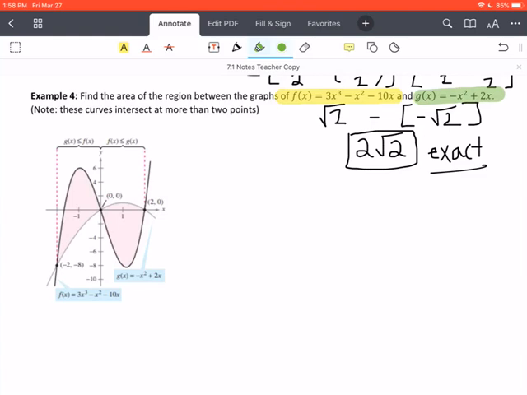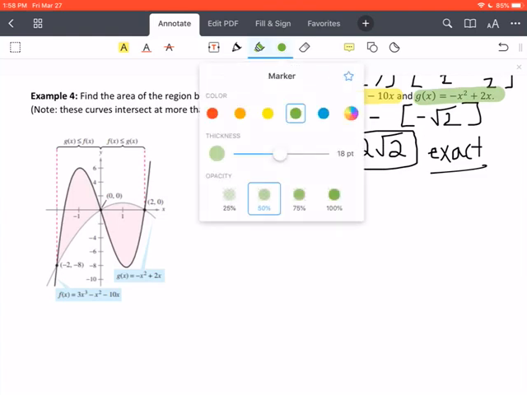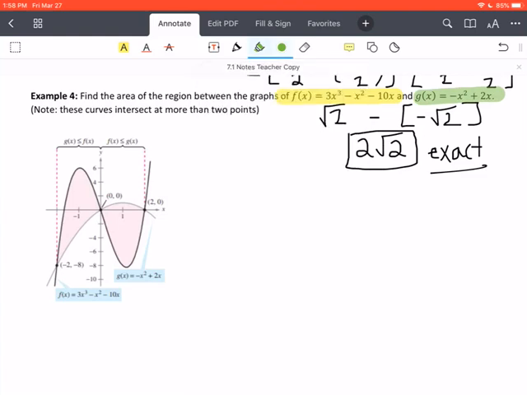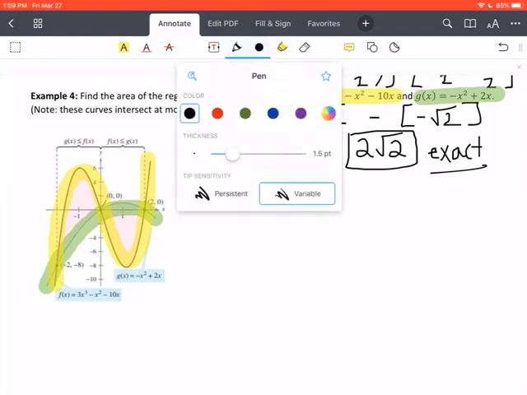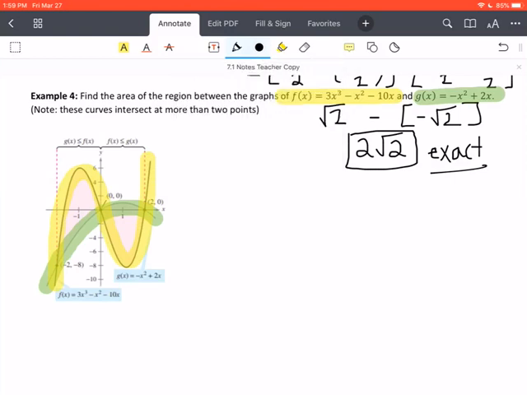So if I use my color coding, okay, we have the green function is the parabola. So this right here is my g of x. And then if I get my yellow marker back out, this curve right here is my f of x. So we have to make two separate integrals because we need to find the area of this region right here, and then add it to the area of this region. You can't do this in one step.